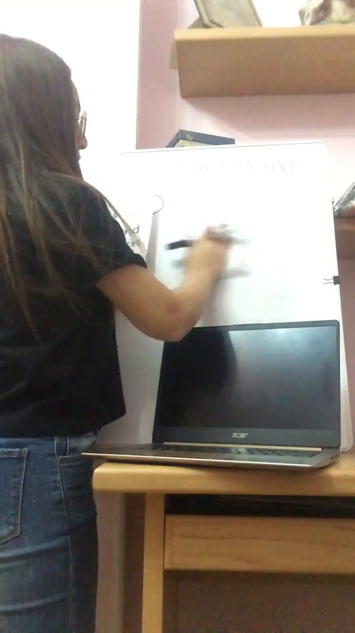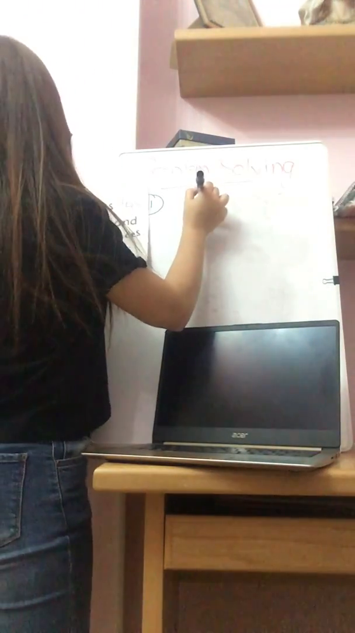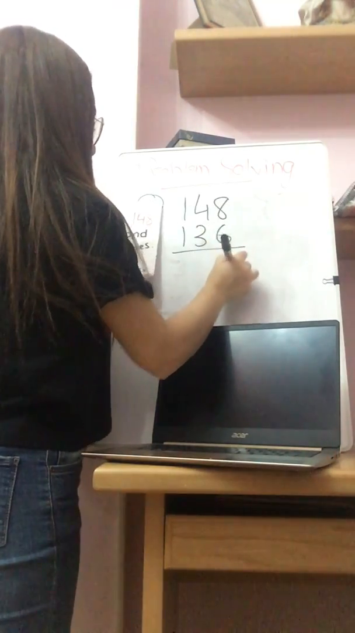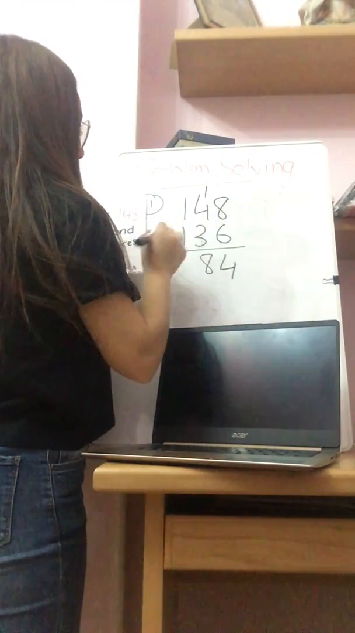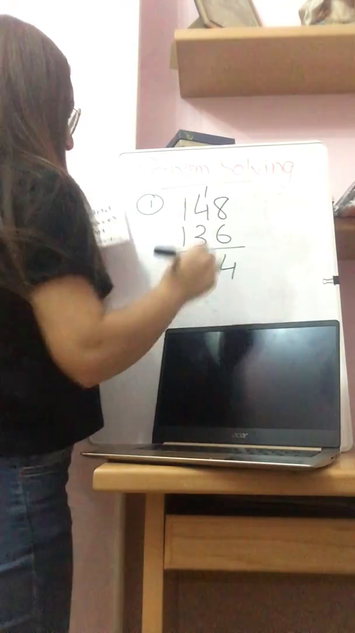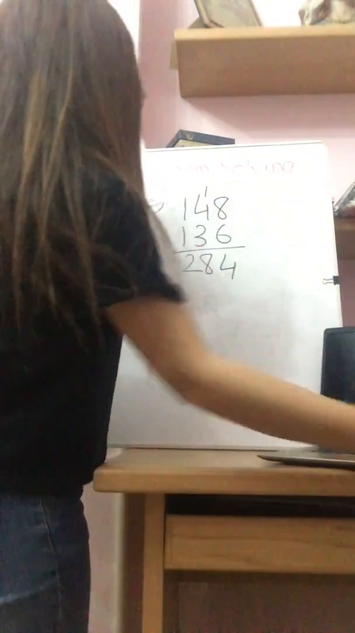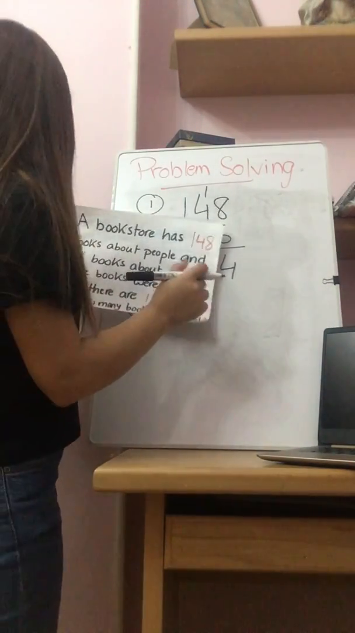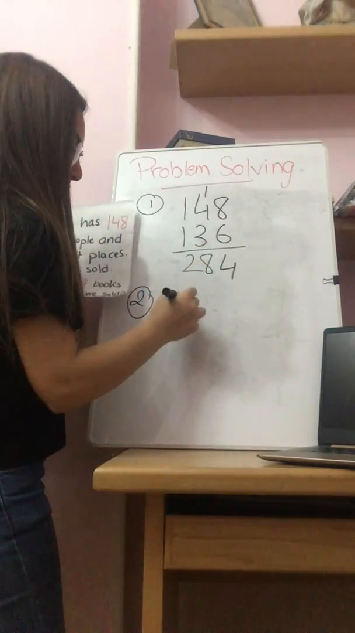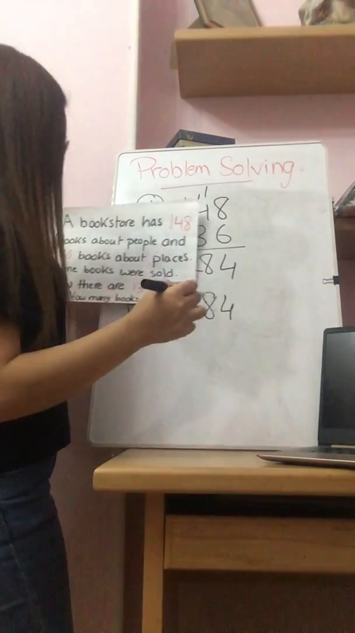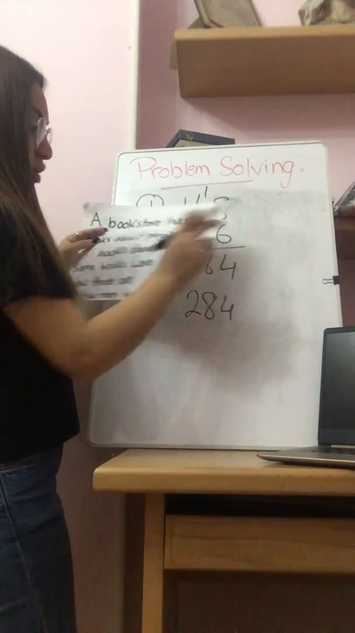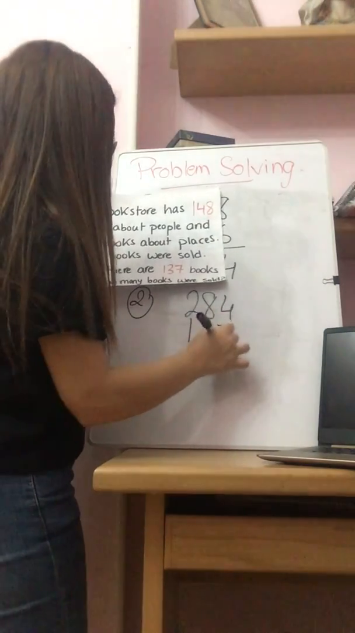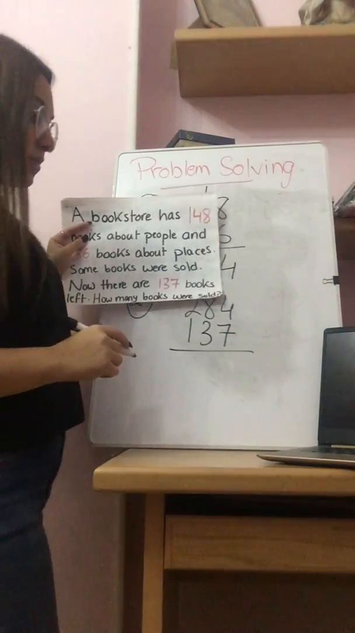I can write you both steps in order not to be confused. Now we will get this total number of books and subtract it from the books that are left after we sold some books, in order to know how many books are sold.